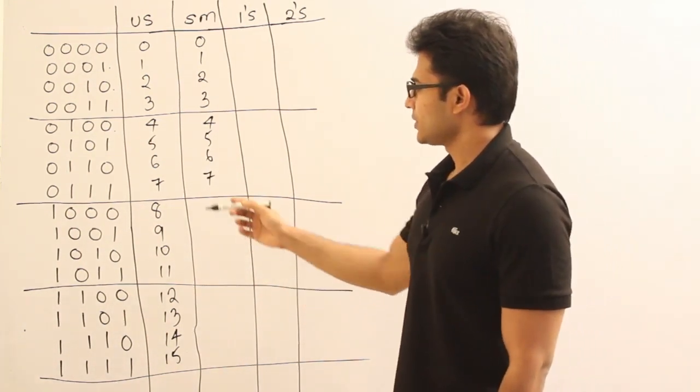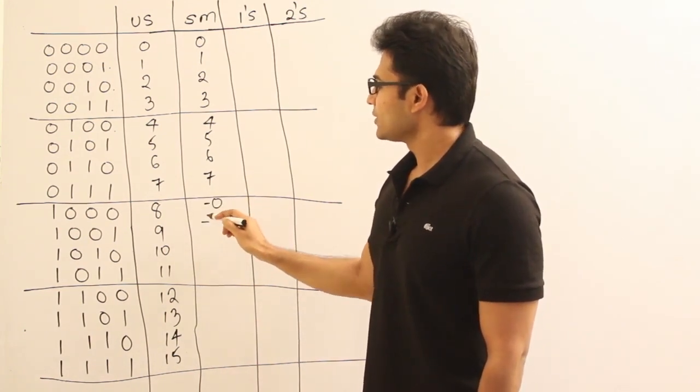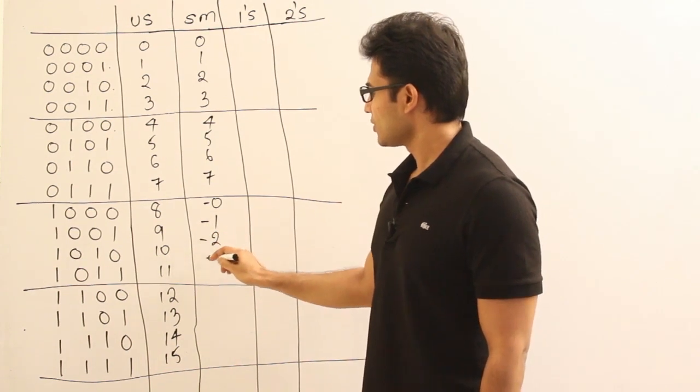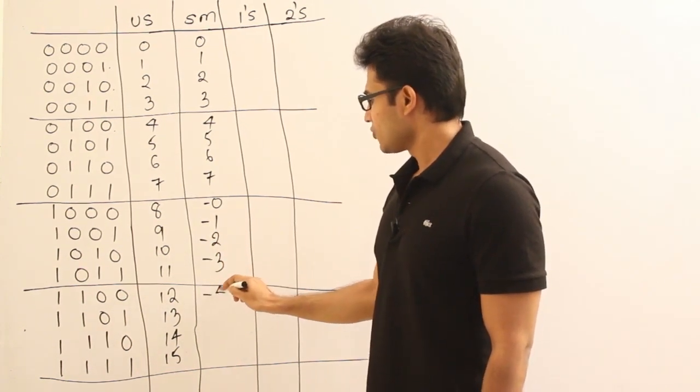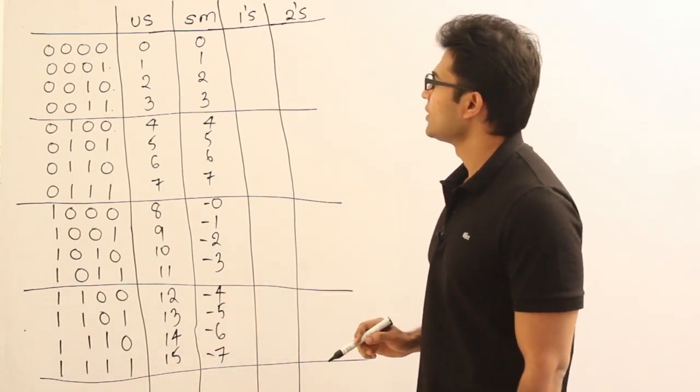Now, what about this one? Again, the same thing. This is minus 0. You should not write it technically, but that is what the concept is here. Minus 4, minus 5, minus 6, minus 7, right?